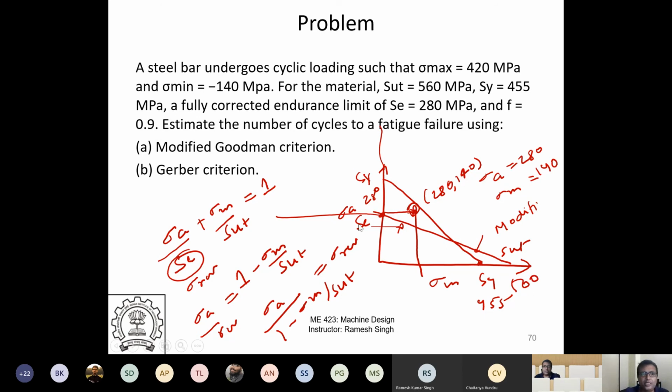So let me just go ahead and reshare that to the other screen. Let me just share the other screen here so that we can solve it now.